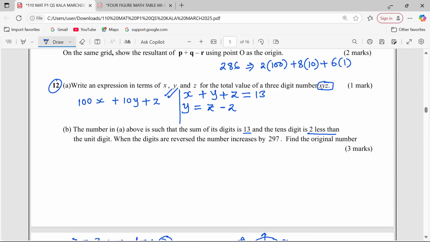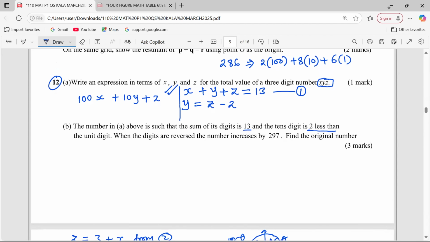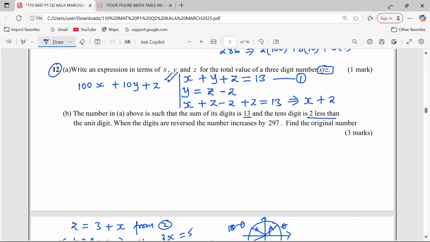So with this statement, we can re-express the first equation: x plus y, which is z minus 2, plus z again, equals 13. So this gives x plus 2z minus 2 equals 13, which means x plus 2z is equal to 15. This is equation 1 simplified to some extent.